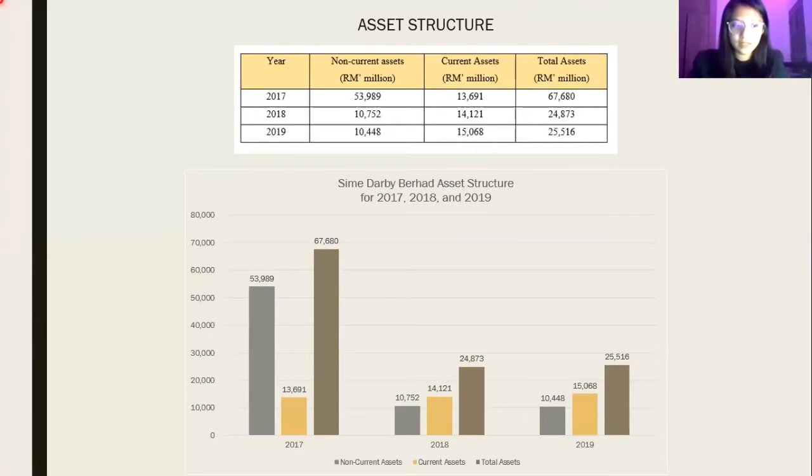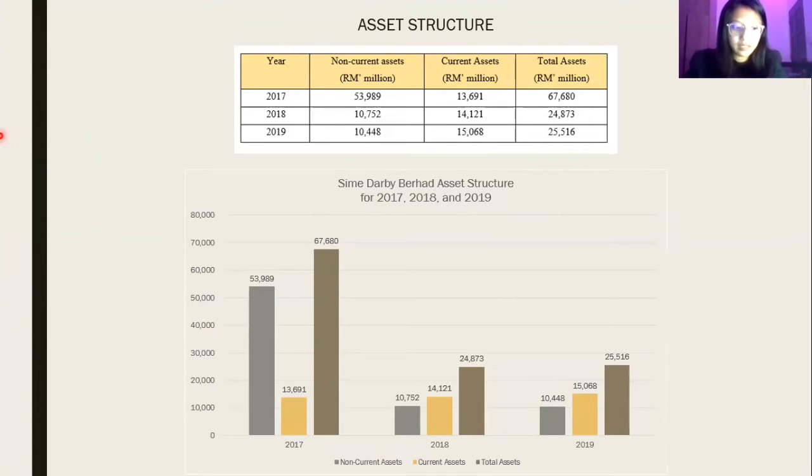Okay, so first of all, we'll talk about the asset structure of Darby Berhad in 2017, 2018, and 2019. This table shows the asset structure of Darby Berhad. As we can see, Darby had a total of 67,680,000 ringgit total asset in 2017, which makes it the highest total asset during the period.